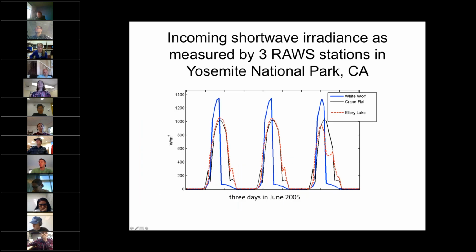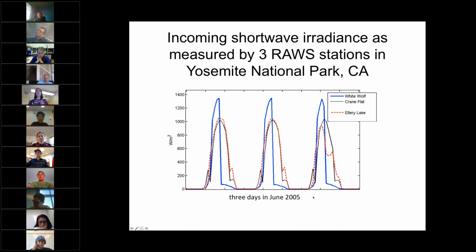All right, these are really fun sensors. These are 3 locations, also in Yosemite National Park. And they're RAWS stations, which are put out by the fire network, so they're out to measure fire danger. These are just 3 locations, don't need to worry about them too much. There's just 3 days in June in 2005. And what do you think's going on here?